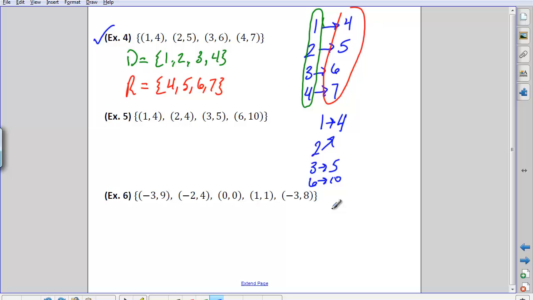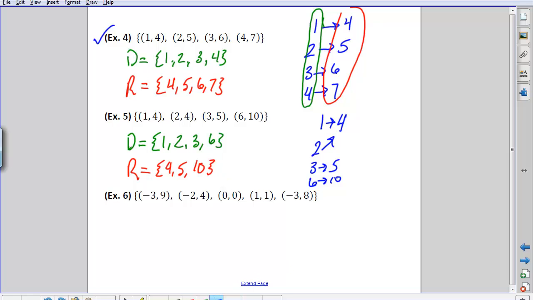No problem there. Quickly stating the domain. My input values are 1, 2, 3, and 6. And then the range, I only have 3 output values here. Even though 4 shows up twice in 2 different ordered pairs, really I just have to list it once. So I can just put 4, 5, and 10. So there's my range. No need to list 4 twice in that set.